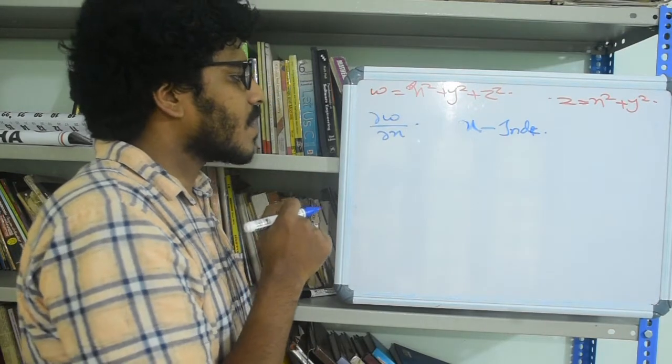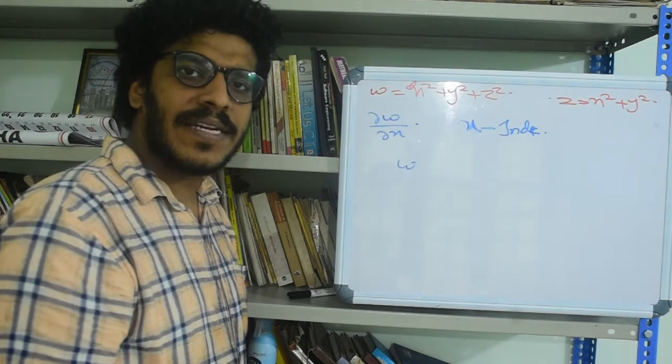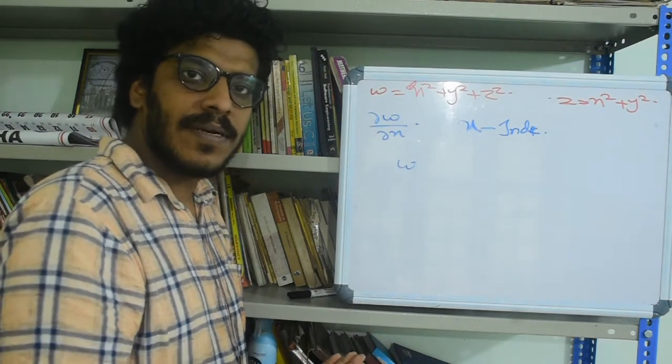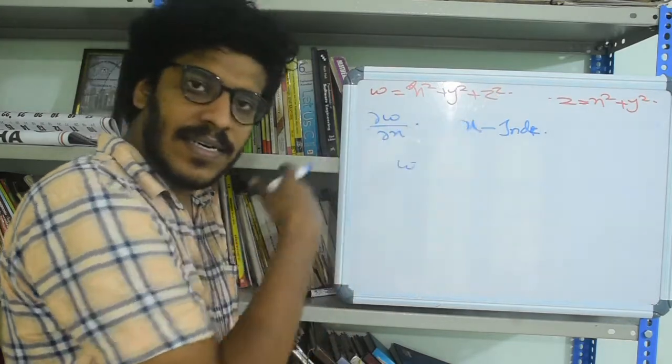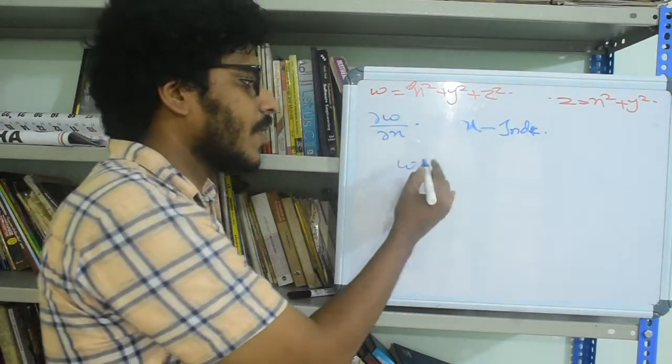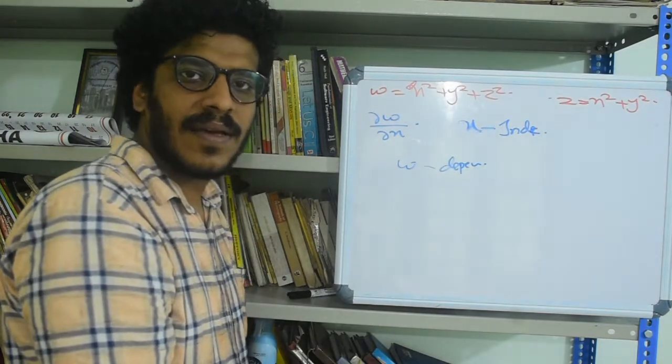And what about w? Can w be a dependent variable or an independent variable? No way. However, w depends on x, y and z explicitly. So w has to be a dependent variable. Right.